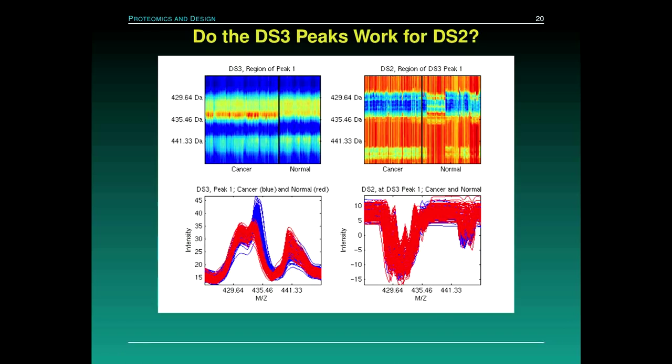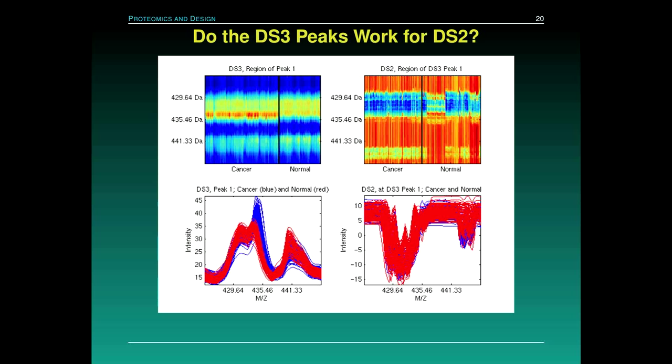Well, there they've done that baseline subtraction, but we can still maybe focus on one or two of the key peaks. So here's what we did. We took the single best peak for data set 3. There's this one looking top down. It's really high in the cancers, low in the controls. Here's a side-on view. We said, okay, that's pretty stark.